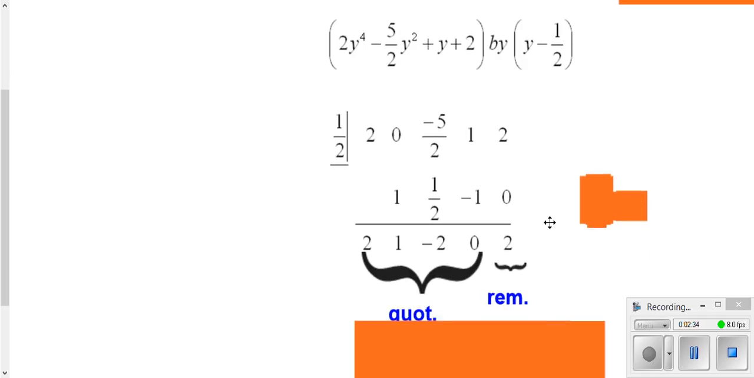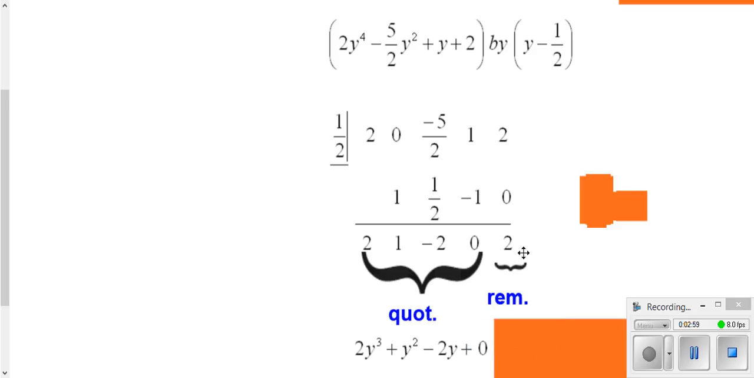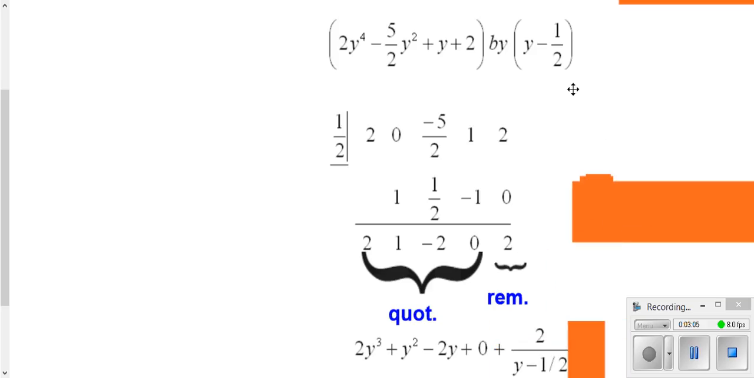So I had a y to the 4th divided by a y. Well, y to the 4th over y is y cubed. So I have a 2y cubed plus 1 of the y squareds, because I keep going down by 1 power of y. And then I have a -2 of the y to the 1st. And then I have no constant. Then I need to go plus my remainder over my divisor. Now remember, I was dividing by this here. So that's what I have.